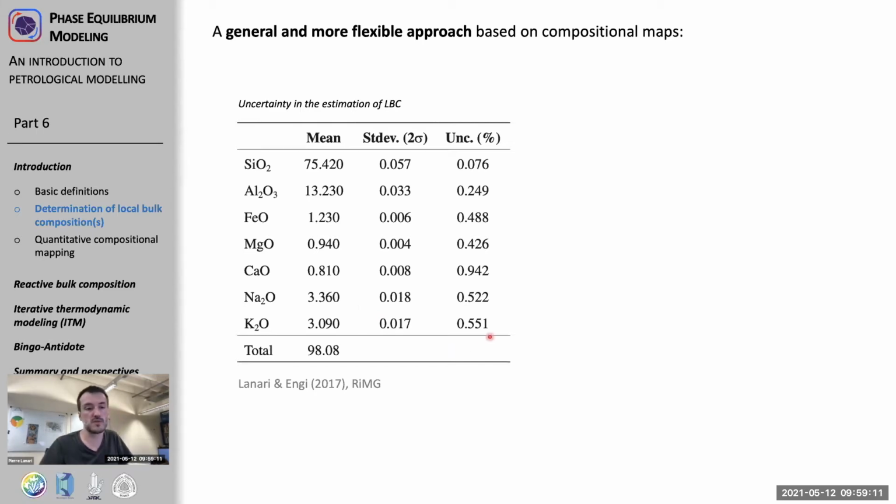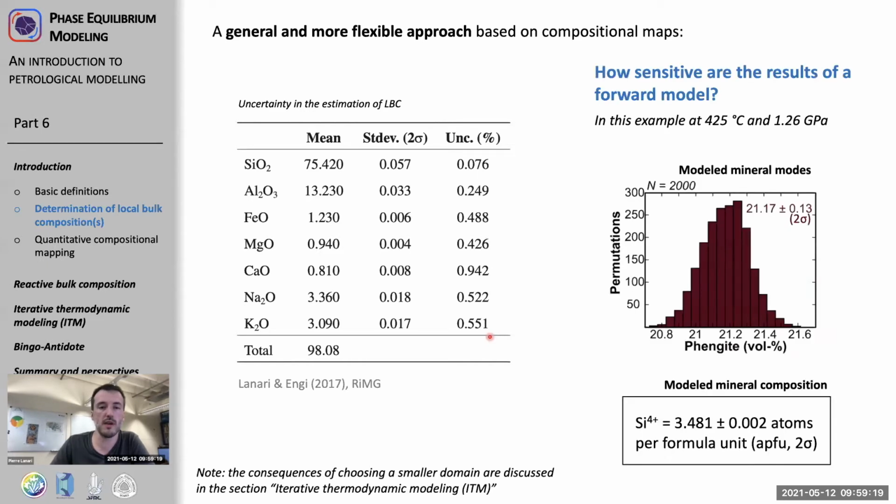And then it becomes very straightforward and quite easy to propagate this to the forward model, to the Gibbs energy minimization. You can simply take the 2000 local bulk compositions that you obtain, and you call 2000 times the Gibbs energy minimizer, and you look at how the results are changing. In this example, I did that at 425 degrees, 1.3 GPa. And then I show you just 2 results.